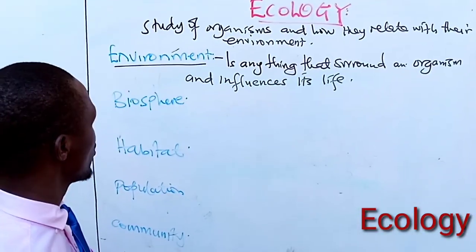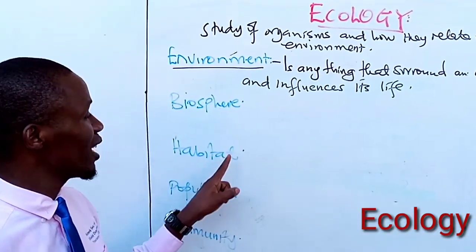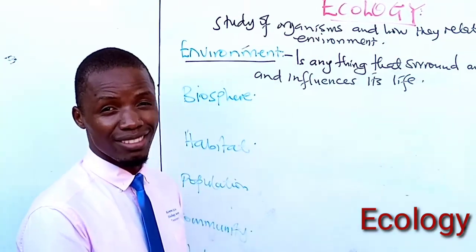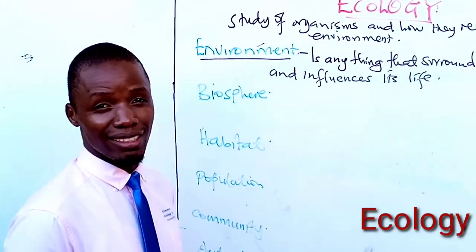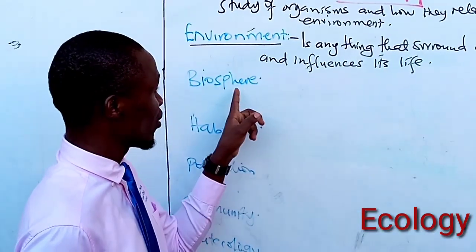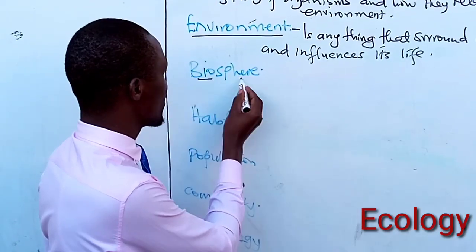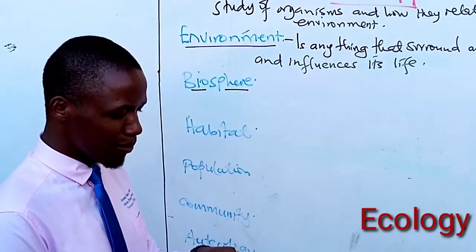Then another term we have is biosphere. By the way, environment, biosphere, and habitat look kind of the same, but they also have some differences. We have seen what environment means. Now, what does the biosphere mean? Biosphere is from bio and sphere, and bio means life.